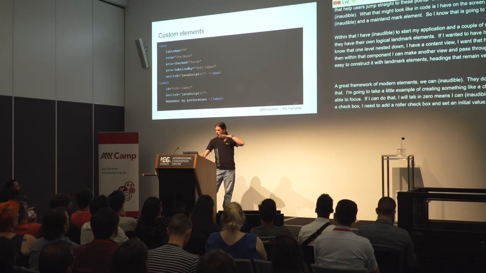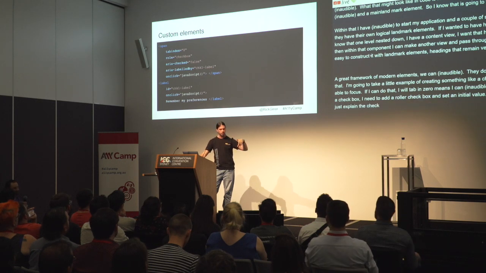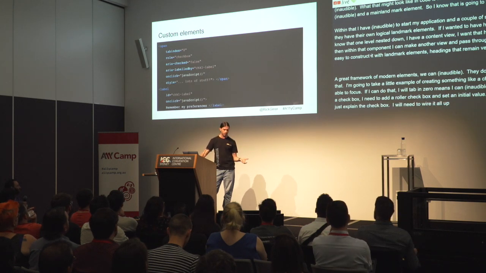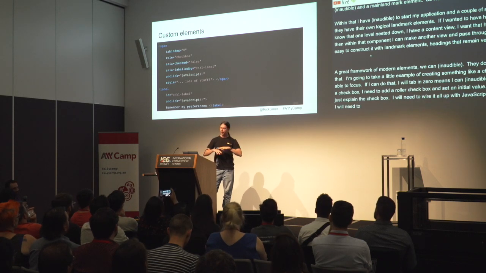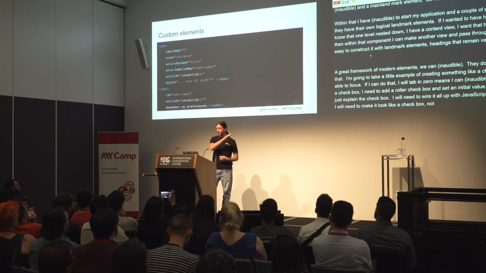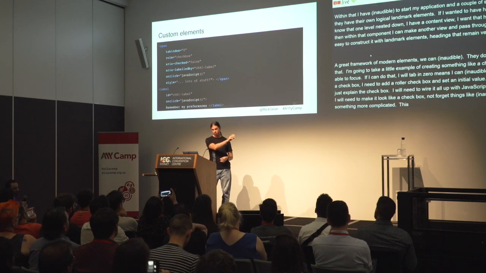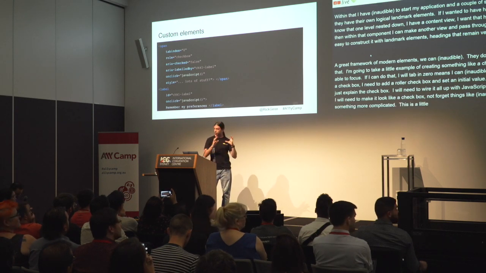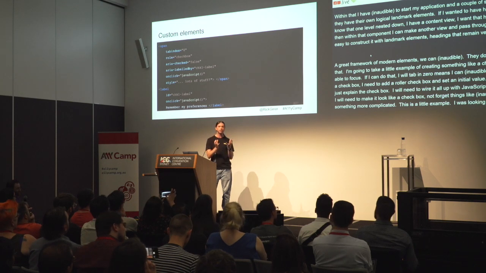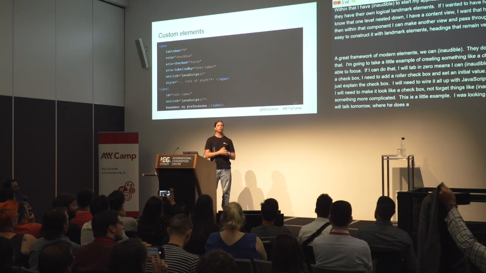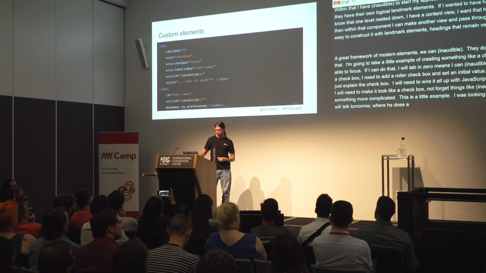I'll need to wire it all up with JavaScript to make sure it works. And I'll need to make it look like a checkbox with some style and not forget things like focus and active states and cross-browser and all of this stuff. And it's become something far more complicated. And this is a little example, but I was looking over Ben's shoulder earlier. He's got a talk tomorrow where he does a really good job of explaining how this code can be written to create custom elements and the dangers that might befall there.